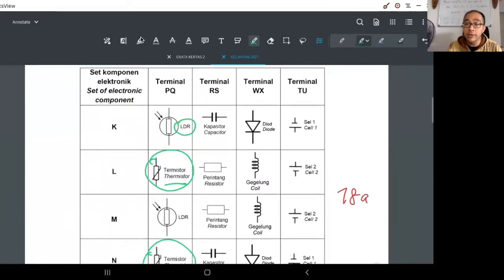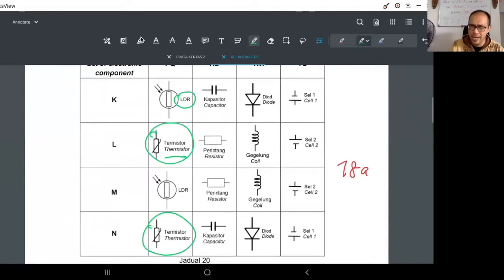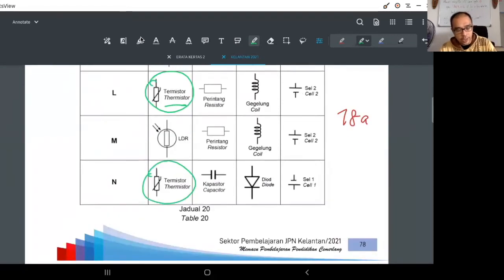LDR is a light-dependent resistor. Dia adalah peka suhu, peka cahaya. Okay, so we don't want it to turn on, we don't want it to turn off when there's no light. Tidak ada kaitan dengan cahaya lah. Okay, it is more to do with heat, so we say thermistor. Then we can say it is sensitive to heat. Or if you remember how a thermistor works, the resistance decreases when the temperature increases. Okay, that's the one lah.